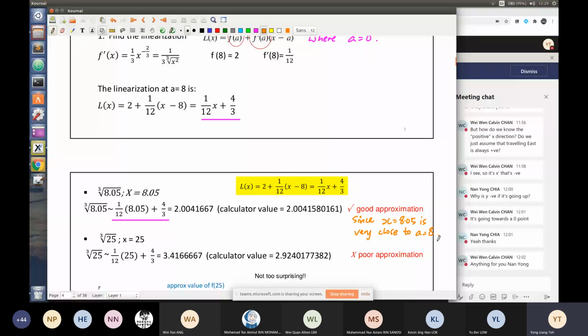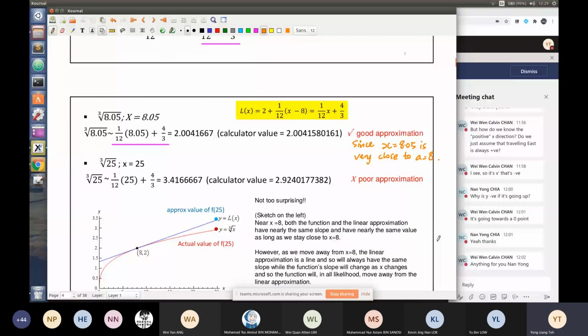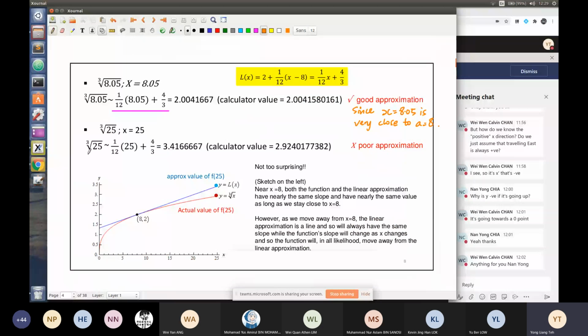However, if you use the same expansion point to do the cube root of 25, now your x is 25, but your expansion point is still at 8. So what are you going to get? You're going to get 3.4 for the cube root of 25. However, the calculator gives 2.92. So clearly this is not good.